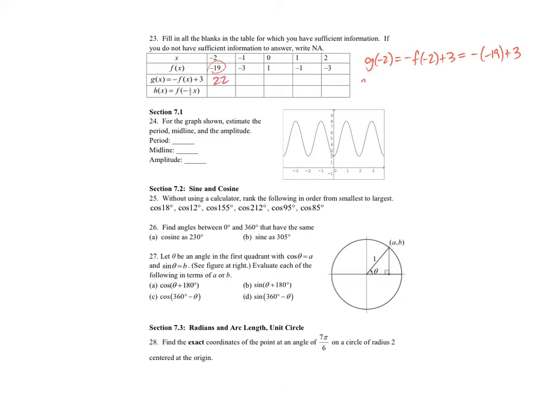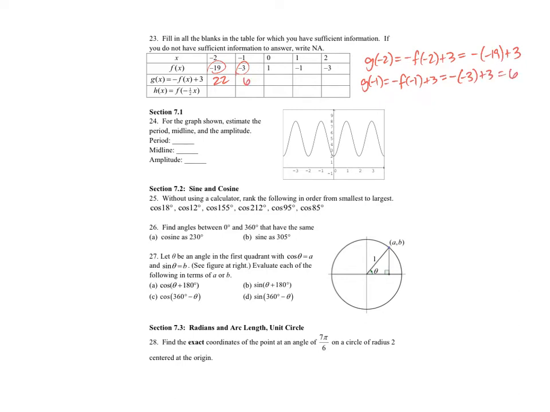Okay, and then if I want to do g of negative 1, it's going to be negative f of negative 1 plus 3. So what is f of negative 1? f of negative 1 is negative 3. So I'll have negative of negative 3 plus 3. So that's positive 3 plus 3, which is 6.